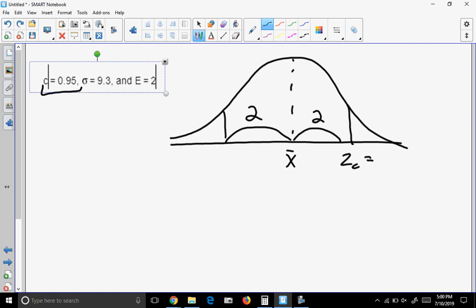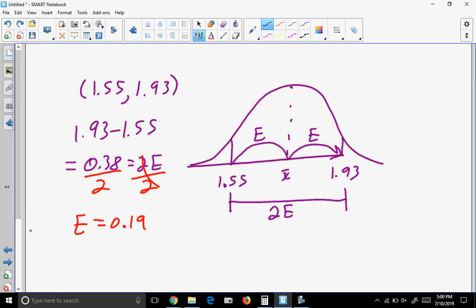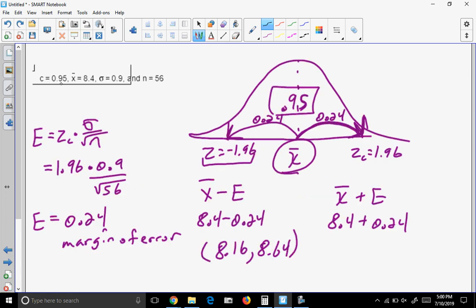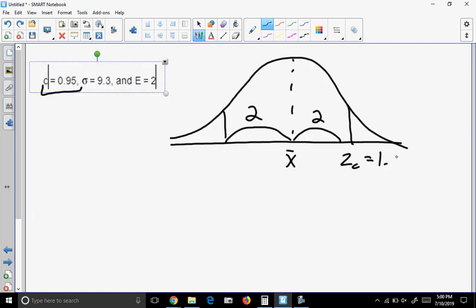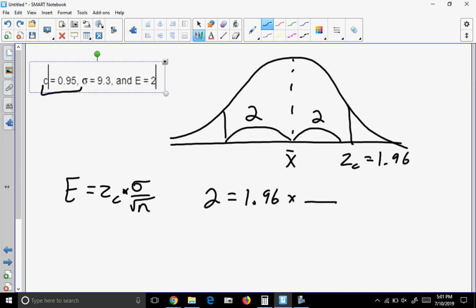That gives us a critical value. Go back. Confidence level of 0.95, our critical value 1.96. So remember the way we calculated the margin of error. It was our critical value times the standard deviation over the square root of the sample size. We know the margin of error. We know the critical value. We know the standard deviation. What we don't know is n, the sample size. So we just need to solve this equation.